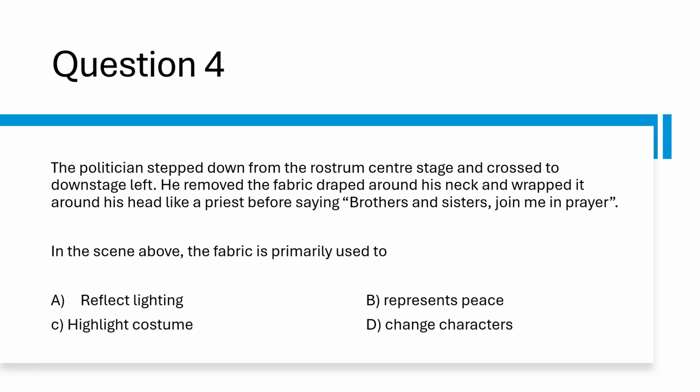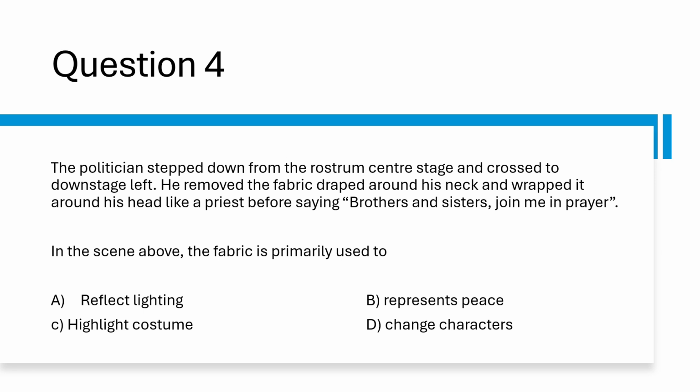So he had it around his neck when he was a politician. So he removed it, and what did he do with it? He put it around his head like a priest. So it means he wrapped his head. So therefore, he has stepped out of the politician role from where he was in terms of location. He's now in a different location. He has changed the way he was attired by removing the fabric from around his neck and wrapping it around his head, just like a priest would. And then he started saying, "Brothers and sisters, join me in prayer."